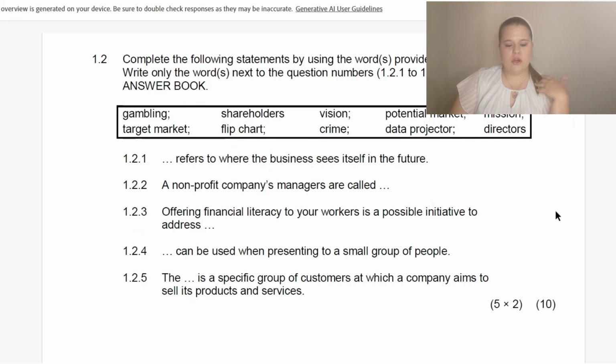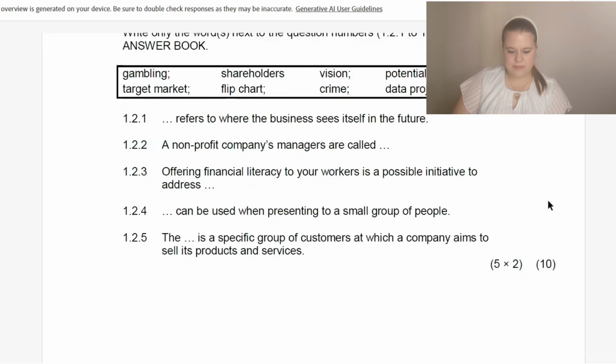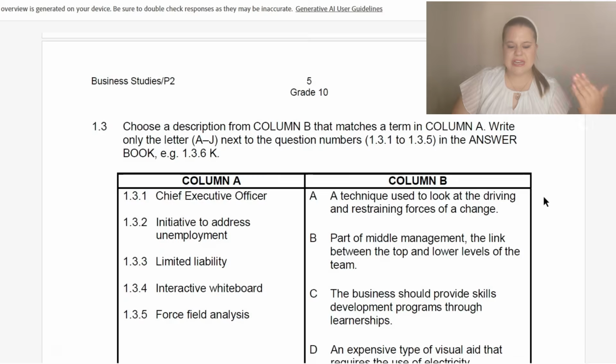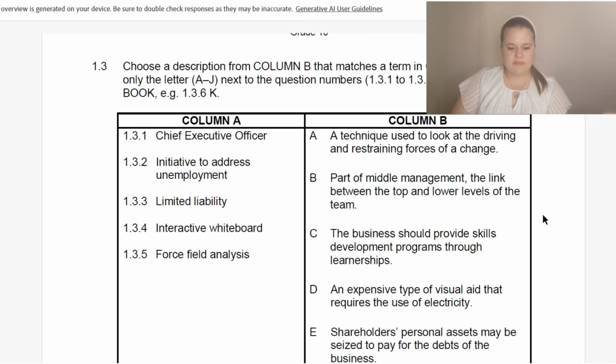And then here we have it again. What refers to when businesses see itself in the future? A non-profit company managers are called. Offering financial literacy to workers is a possible initiative to address what? Okay, it's all mixed. Then we have the columns again: Chief Executive Officer, initiative to address unemployment, limited liability, interactive whiteboards, force field analysis, all mixed.